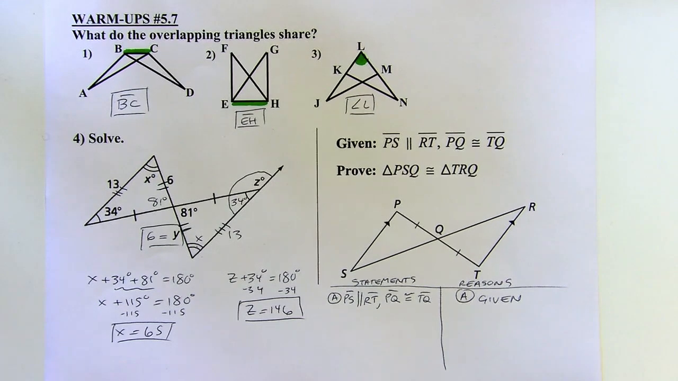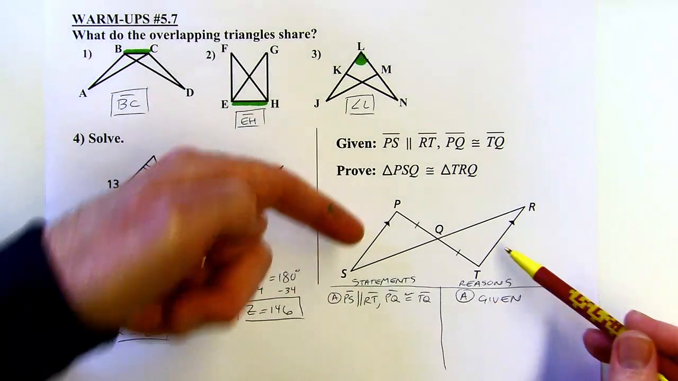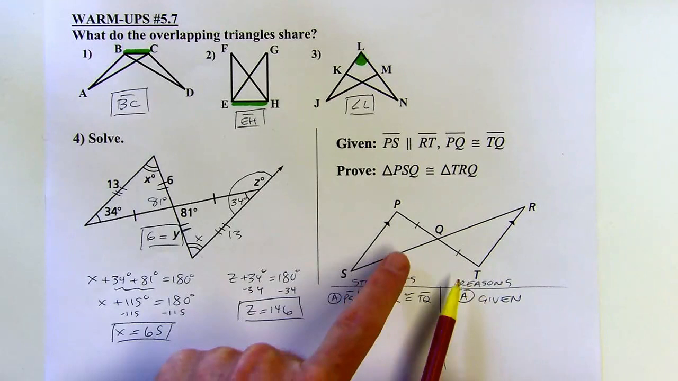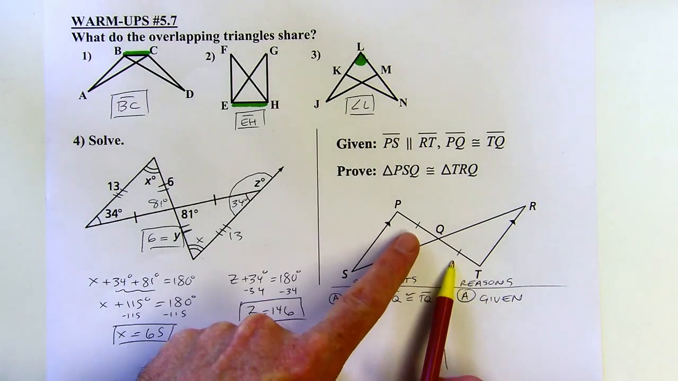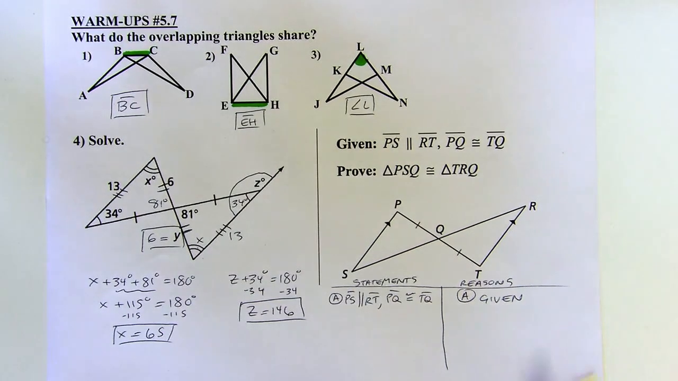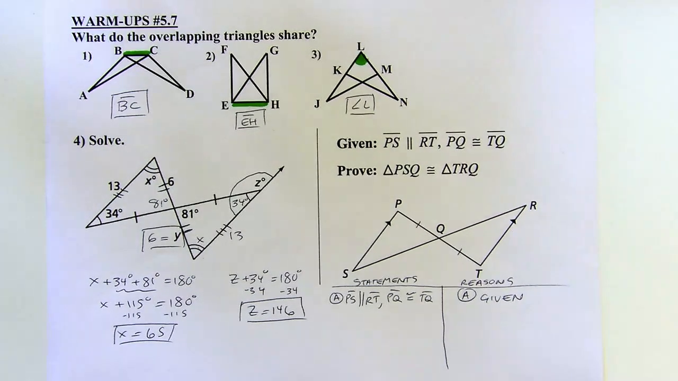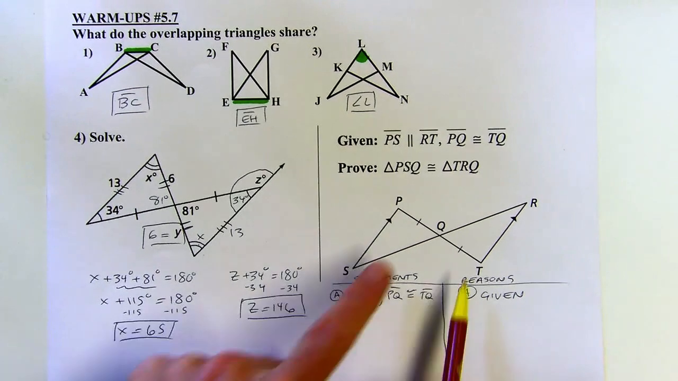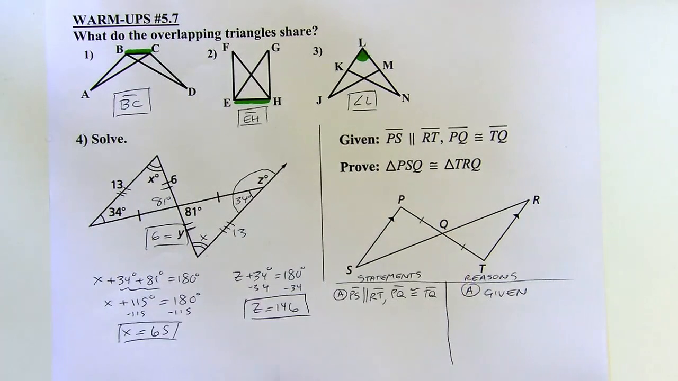What I like to do is make sure the given info is in the diagram, and if it isn't, add it in. So this says PS and RT are parallel, that's already in there, and then PQ and TQ are congruent, that's in there too. Okay. So I'm trying to prove that these triangles are congruent. So right now I only have one set of sides that I can say are congruent. So let's try to find something else.